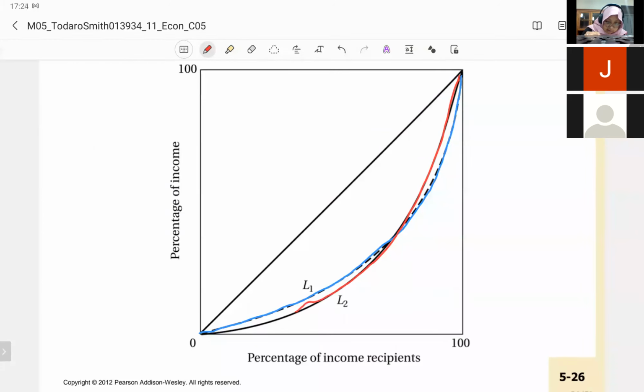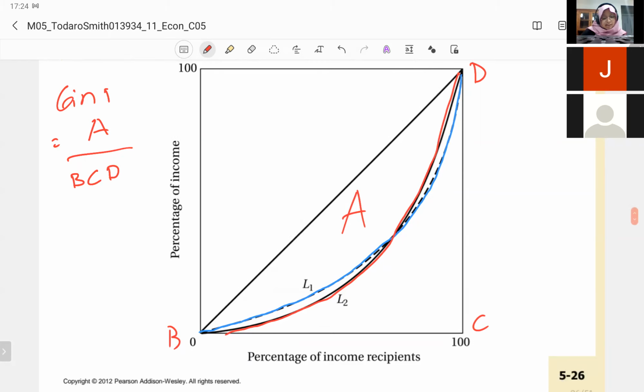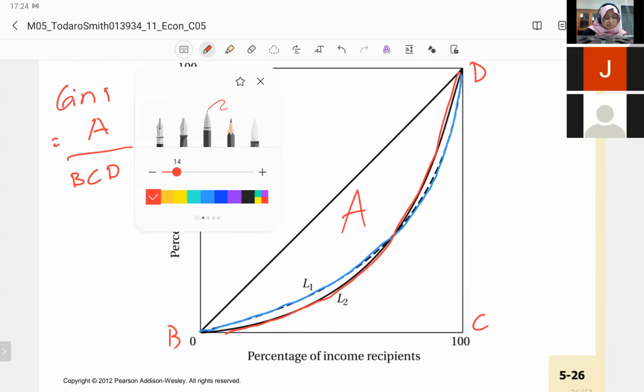This will not really change the Gini coefficient, right? Because probably the area of the half moon here, or the Lorenz curve here, is not going to change. The area is going to be the same. Remember that if I call this area A, then this is B, C, D. Remember that the Gini coefficient equals A divided by B, C, D, right? So whether the Lorenz curve is L1 or L2, the area of A is probably not going to change. Do you know what changed? What changed is the income distribution.